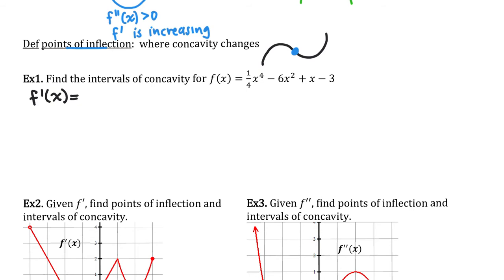Bring down the 4, 1/4 of 4 is 1. So x to the third minus 12x plus 1. But since this is concavity, I'm going to do the second derivative. Now I want to determine whether the points of inflection are going to be where the concavity is changing from positive to negative. So just like with the critical points, I'm going to see when f double prime is equal to 0 or when f double prime is undefined. For this function, there's no values at which it's undefined, but there are values when it equals 0.